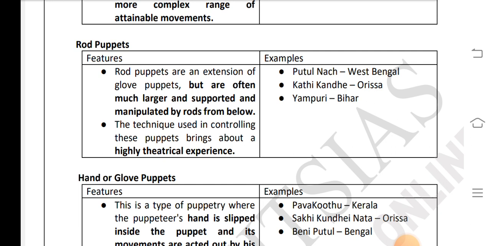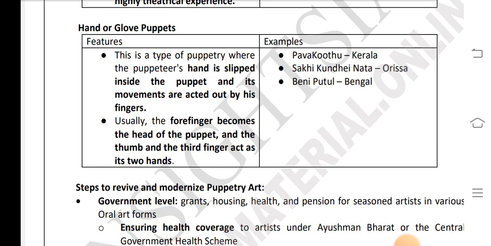Rod puppets feature and examples. Rod puppets are an expansion of glove puppets but are often much larger, supported and manipulated by rods from below. The techniques used in controlling these puppets bring about a highly theatrical experience. Putul Nach, West Bengal; Kathi Kundhei, Odisha; Yampuri, Bihar.